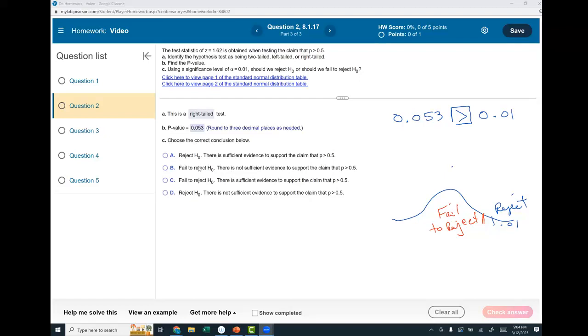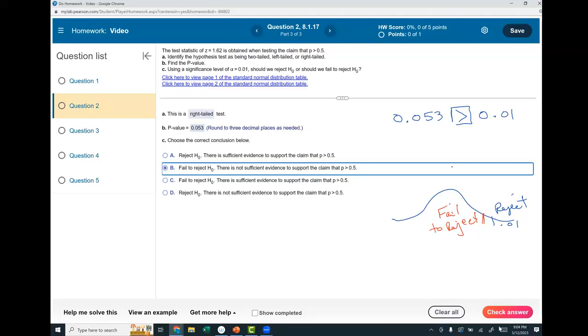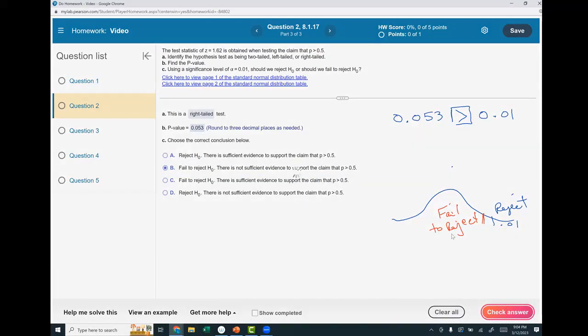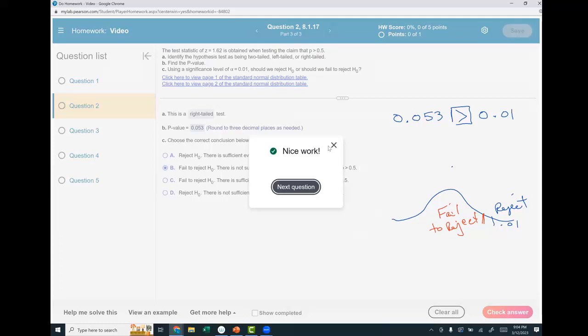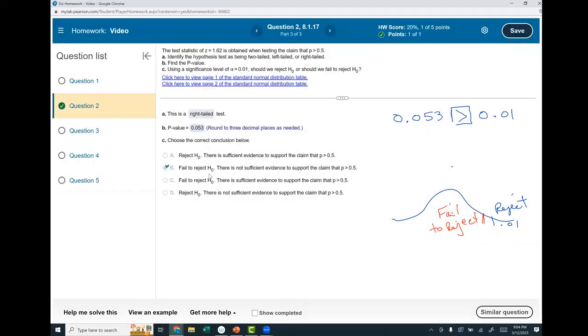So I will fail to reject. If I fail to reject, that means that I don't know anything. If I reject, that's good. If I fail to reject, it means I don't have sufficient evidence to support the claim. And that's really all you want to think about. If you fail to reject, that means that you don't have sufficient evidence to support the claim.